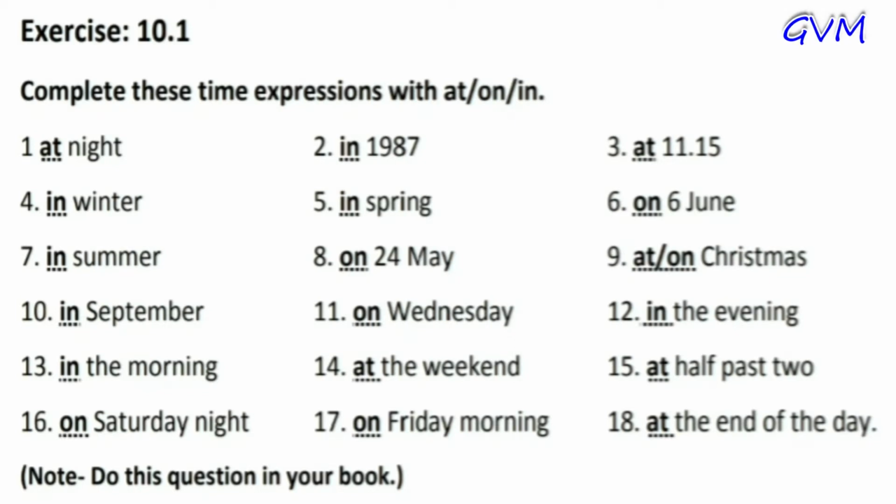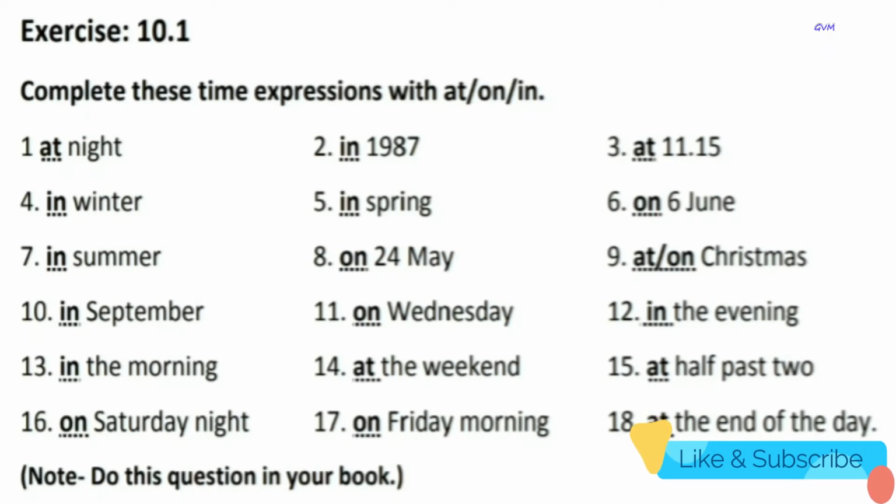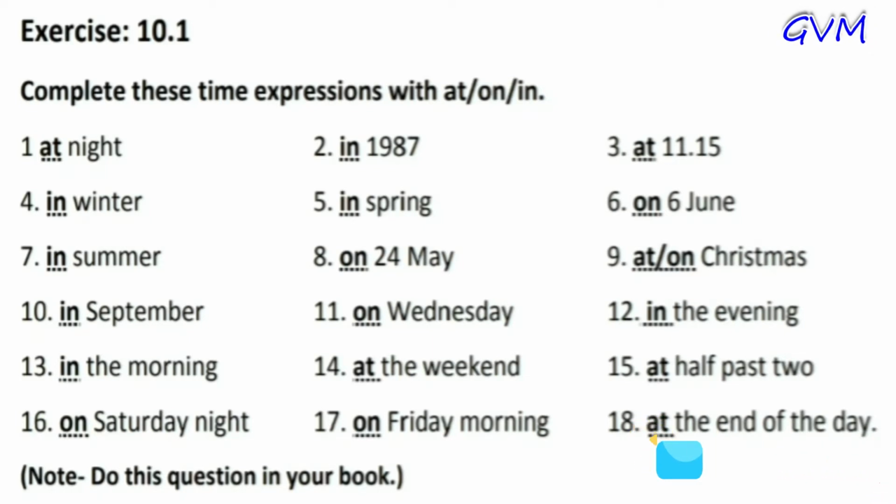Fourth, dash winter. In this statement we use in preposition because a name of month or year comes, so we fill in. Next, dash spring. In this statement in preposition is used. 6, dash June. We fill on because whenever a name, day or a date is included, we take on preposition. Next one, 7th dash summer, and the answer is in. 8th dash 24 May, and the answer is on.